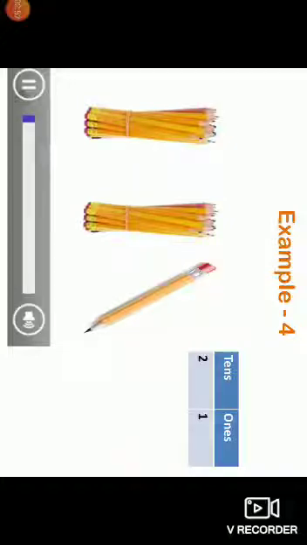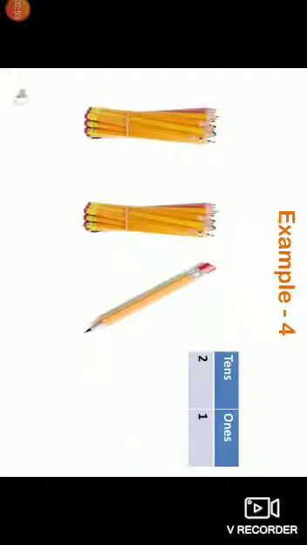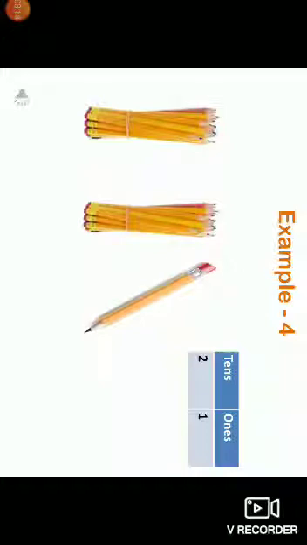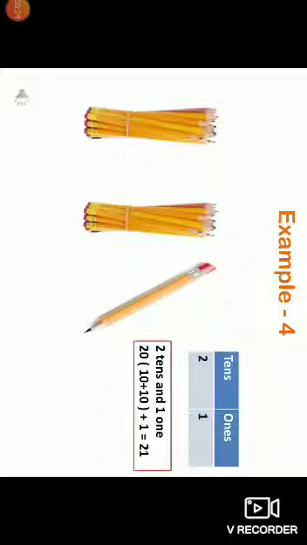Now, this is the fourth example for you children. This example you need to understand little more better. Now, how many bundles of pencils can you see in this picture? 2. So what number should I put in tens place? 2. And how many loose pencils can you see here? 1. So what number shall I put in ones place? 1. So I can now say that 2 tens and 1 1.